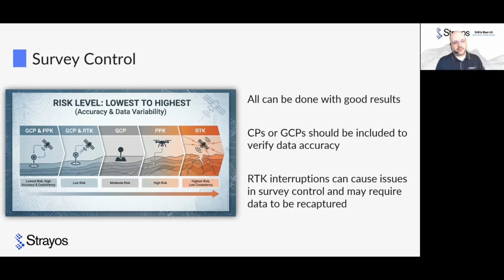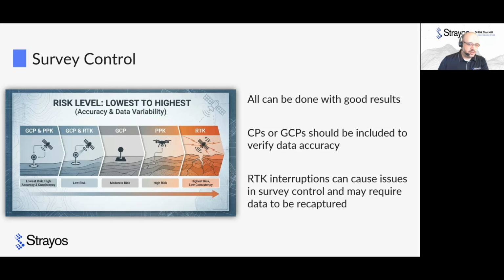Talking about some of our survey control. Everybody kind of stands on different areas with this. This is kind of my own rules with them that I like. And by no means am I saying RTK is bad. I am talking about this being kind of our risk level from lowest to highest on our accuracy and data variability. Probably the safest, in my opinion, is having GCPs and utilizing PPK. So that's going to be pulling the satellite information, you're doing post-processing, correcting, you have targets on the ground. Next would be GCPs and RTK, then GCPs, PPK, and RTK.